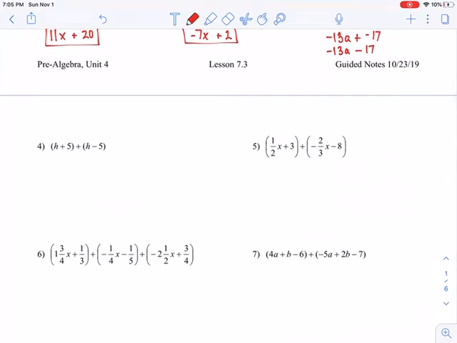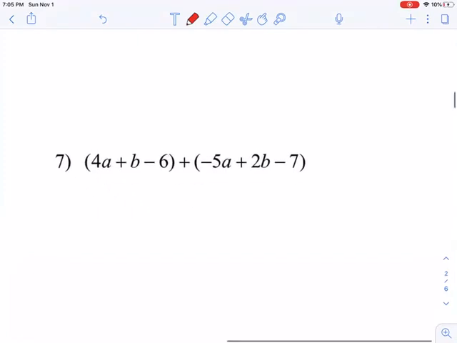Okay, so on the next page, we just have a few more examples. Again, you can only add things that are the same. So if you look at number 7, we have 2 different variables in this one. We can change our subtraction to addition, next number to its opposite, in 2 places there.